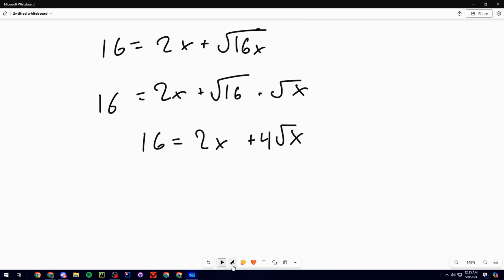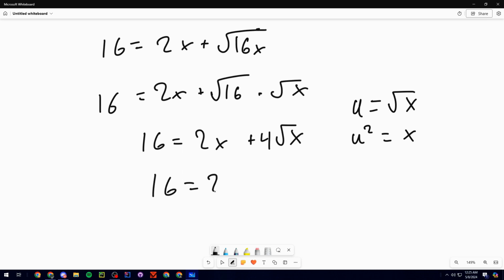I'm just going to show you, the obvious way might be to move the 2x over and then square for that. What you can also do is make a cool substitution here. I'm going to take the variable u, right? Let it equal square root x. So u squared is just going to equal x, right? Because it's square root of x squared. So this is just 16 is equal to 2u squared plus 4u, right?